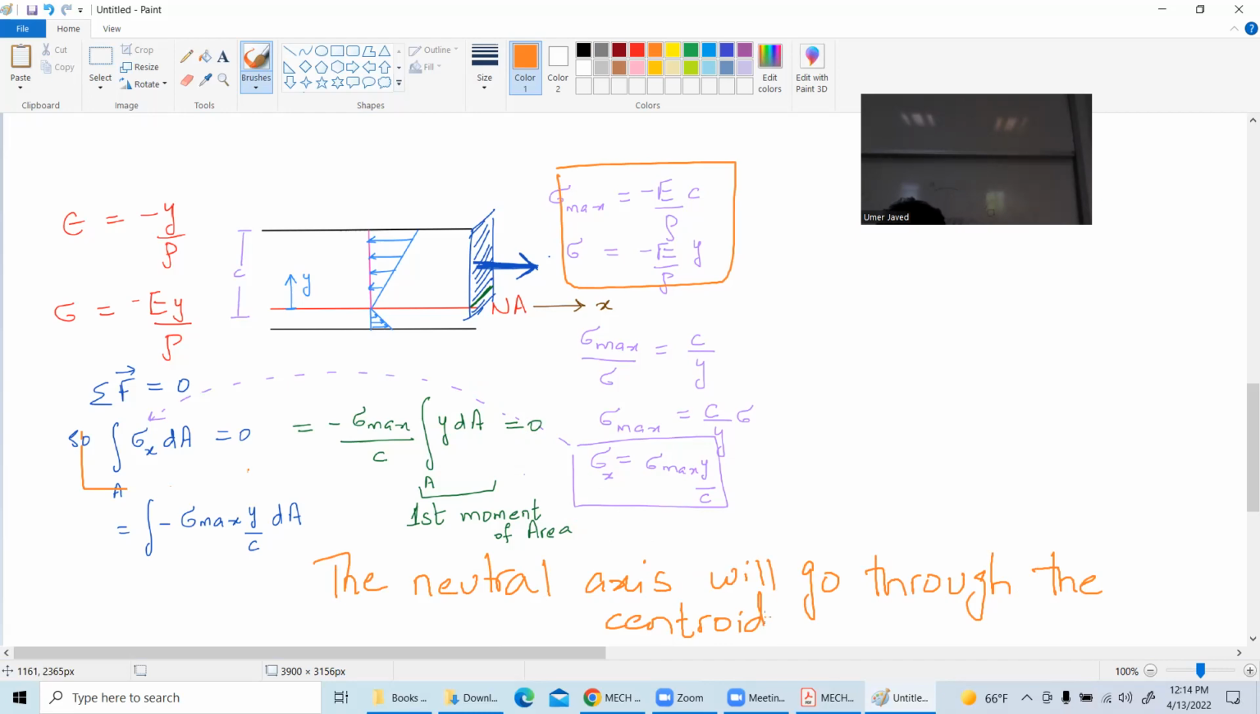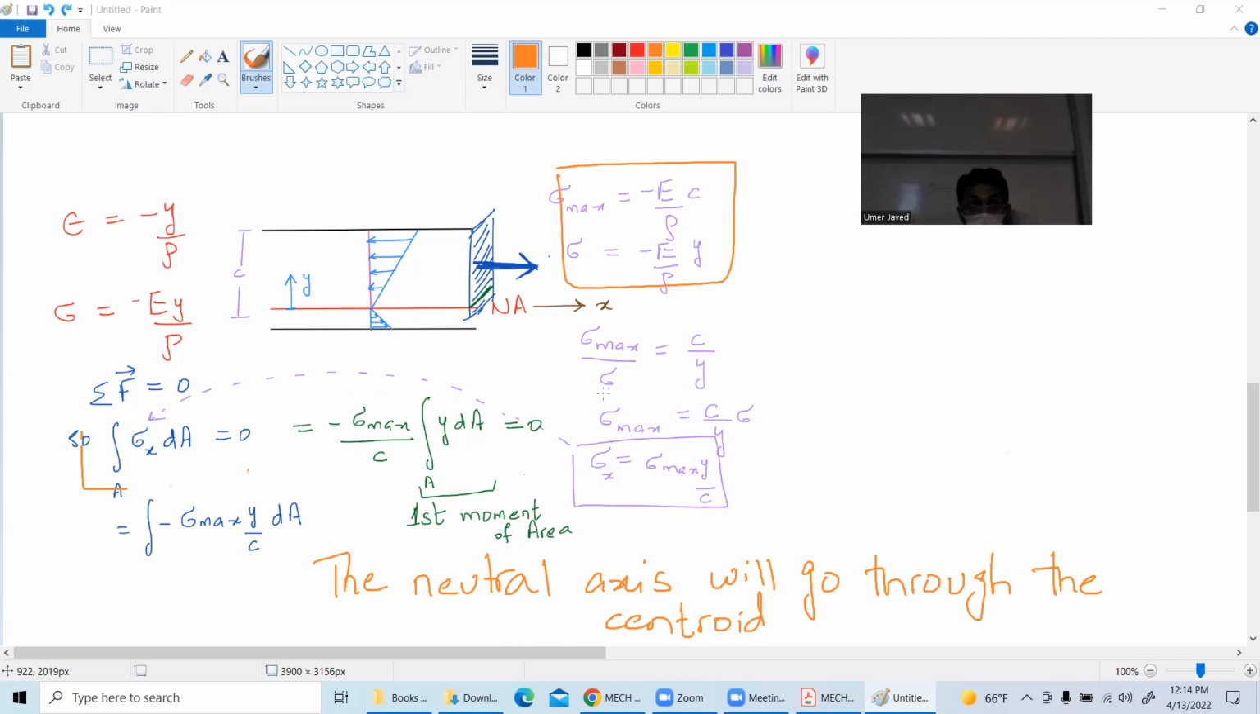For the integration part, first we will do the y integration, and after that we will do the x integration, right? No, I just said this is equal to 0. That's it. And integral y dA equal to 0 means that the neutral axis will go through the centroid. Now that I have got this, the neutral axis will go through the centroid.